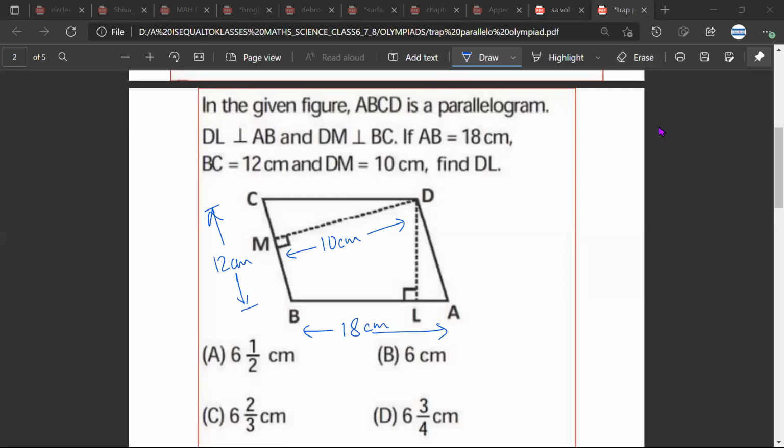So Mr. Satya, in the given figure, ABCD is a parallelogram. So this is a parallelogram, therefore this line is parallel to this and this line is parallel to this. Are we okay till here, Mr. Satya? Yes, sir. DL is perpendicular to AB and DM is perpendicular to BC. Are we okay till here? Yes, sir.